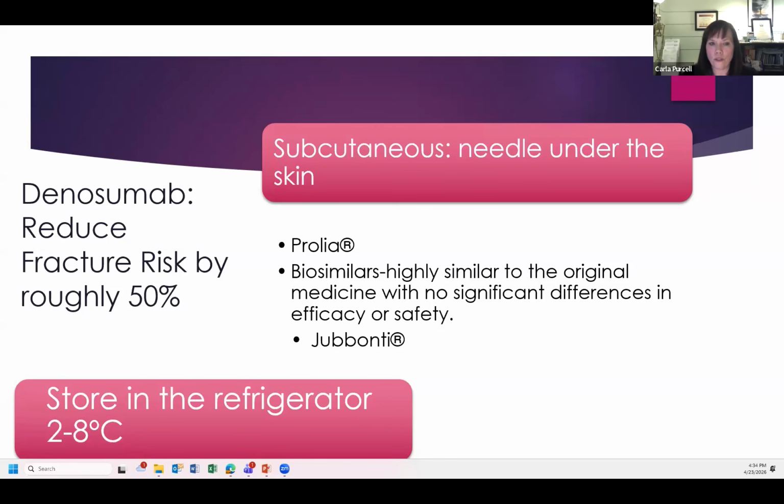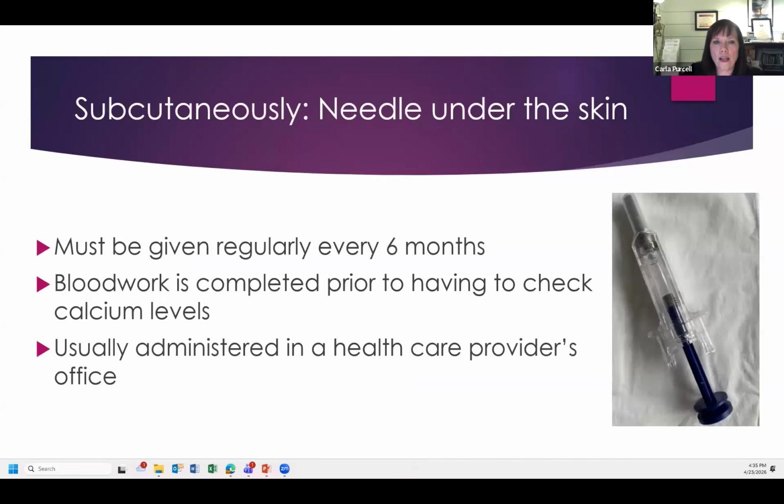Jubbonti or Prolia or denosumab should be stored in the refrigerator. This isn't one that you keep on the kitchen counter or on the shelf. It can, however, be kept at room temperature for up to 30 days. So if you're traveling, you can keep it at room temperature, but it shouldn't go back in the fridge after those 30 days. This is given as a needle under the skin.